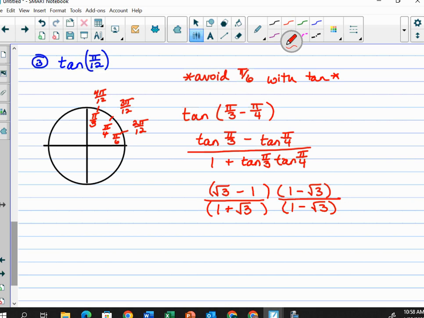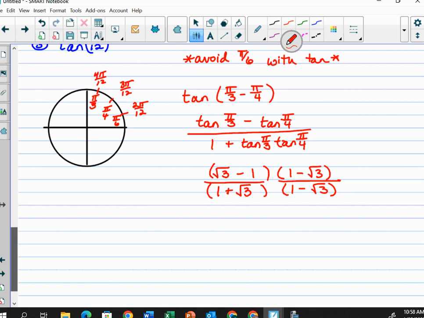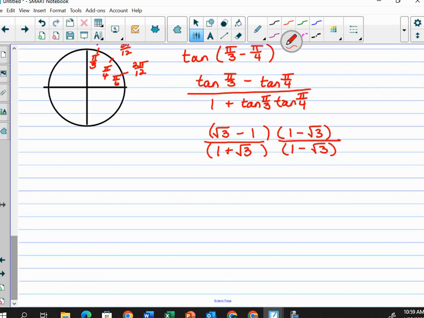And then we have to actually multiply this out. If you like writing it out in a box, go for it. I'm just going to distribute.